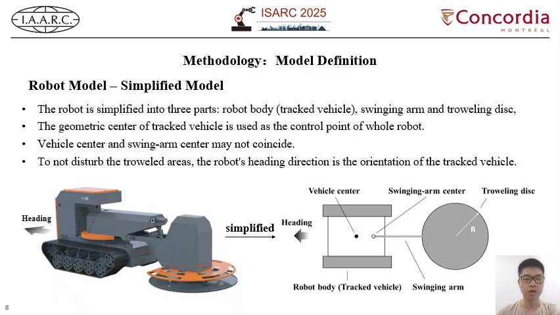Regarding the robot model, we simplify the robot prototype into 3 parts: the robot body, a tracked vehicle, the swimming arm, and the troweling disc. The geometric center of the tracked vehicle serves as the control point of the entire robot. It's important to know that the vehicle center and the swimming arm center may not coincide, and the robot's heading direction is the orientation of the tracked vehicle to avoid disturbing already troweled areas.